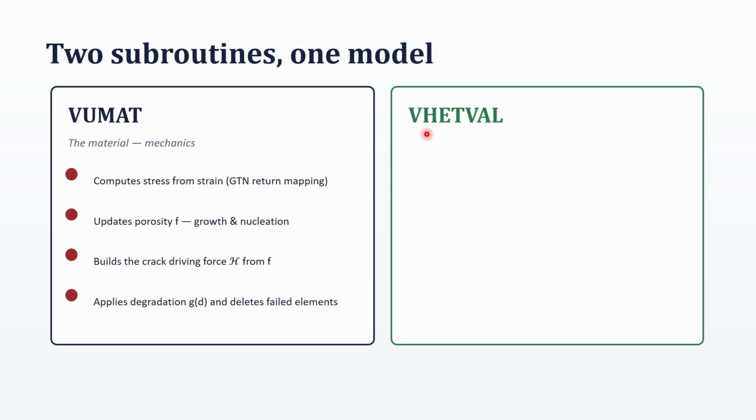And on the other hand, we have a VHETVAL formulation. This VHETVAL formulation is the temperature formulation where essentially the heat source is the phase field. So here the input is only the heat source and the output is the temperature. You can always check the Abaqus documentation for this subroutine, but again, the input is the heat source and the output is the temperature. Here for us it is the phase field.